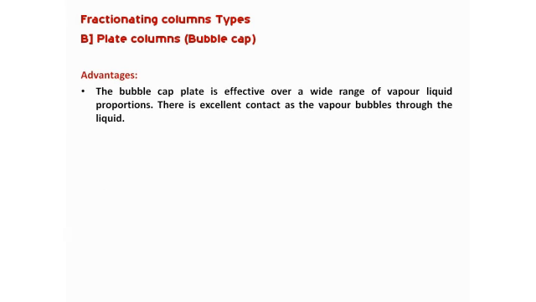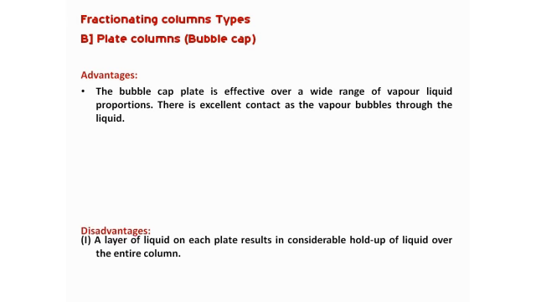Now the plate columns, or you can say bubble cap. What is the advantage? The bubble cap plate is effective over a wide range of vapor liquid proportion. Thus there is an excellent contact as the vapor bubbles pass through the liquid. This is the first advantage.